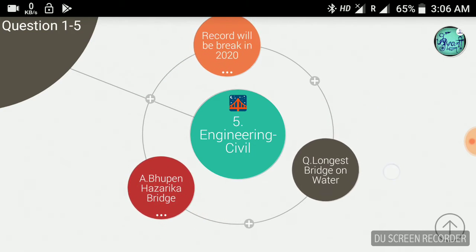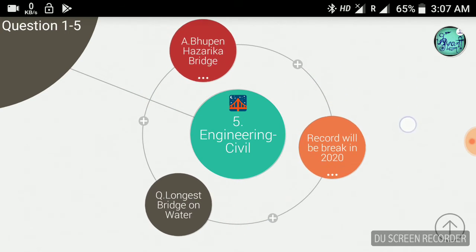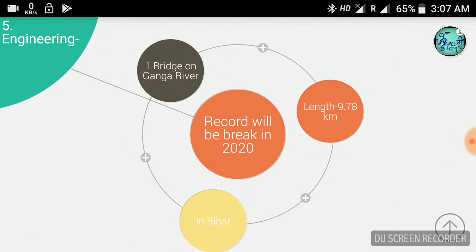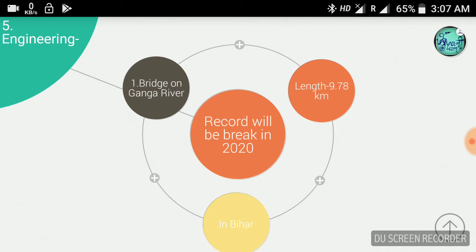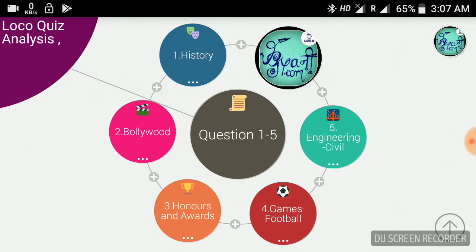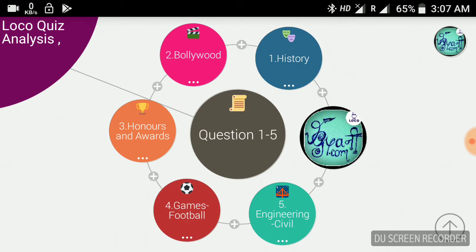Now, a bridge on the Ganga River in Bihar is in progress, and once it is completed, the record of this bridge will be broken in 2020, because the length of that bridge will be 9.78 kilometers, which is longer than the current one. So it will be the next longest bridge in India. So start remembering this fact. And these are the first five questions.